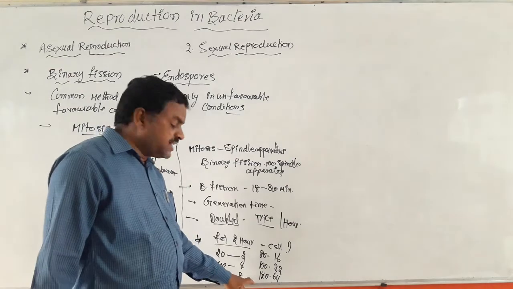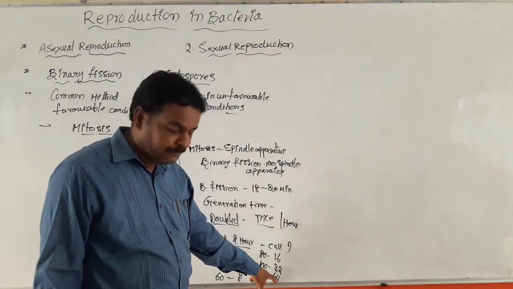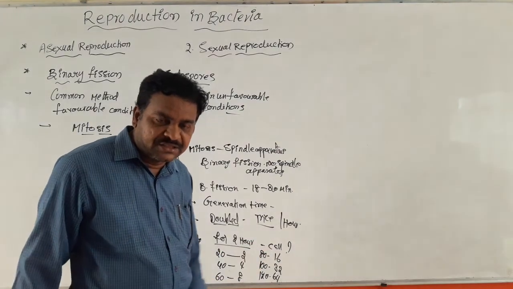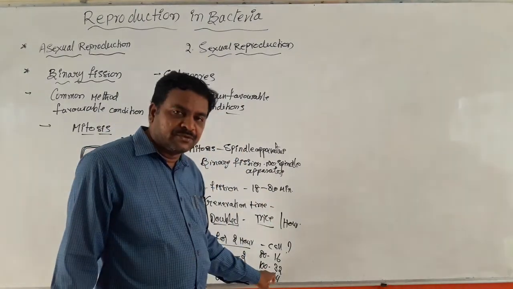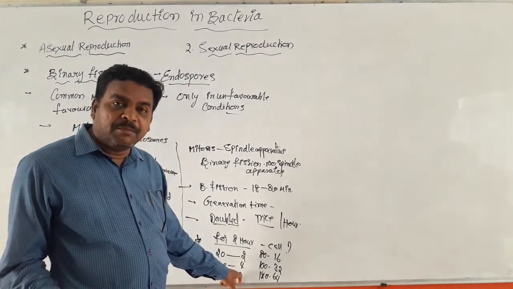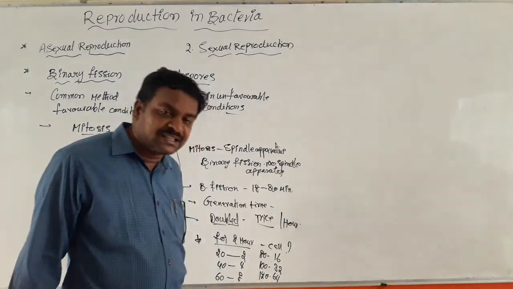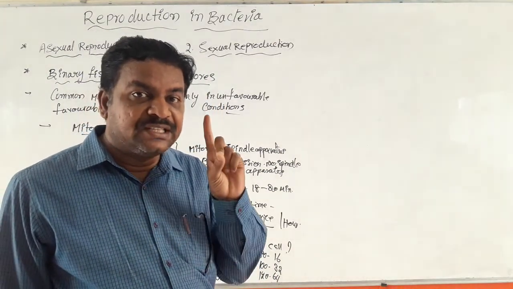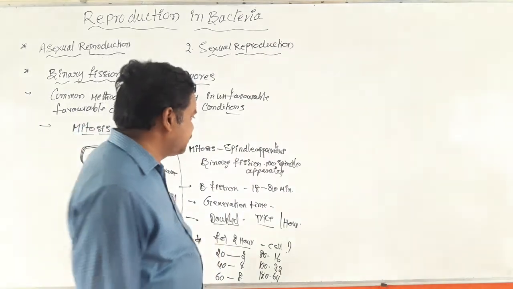So how many generations of mitotic divisions are required to form 64 cells from one cell? That is 3 generations in the first hour and 3 generations in the next hour. That is 6 generations of mitotic divisions to form 64 cells. And how many mitotic divisions are required to form 64 cells? That is 64 minus 1, that is 63 mitotic divisions are required, and 6 generations of mitotic divisions.